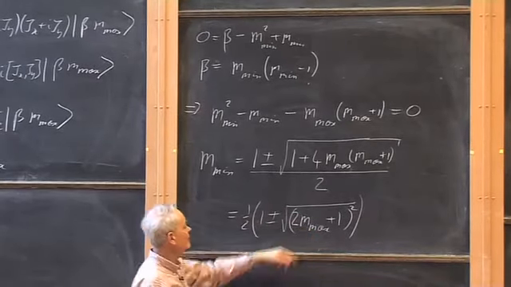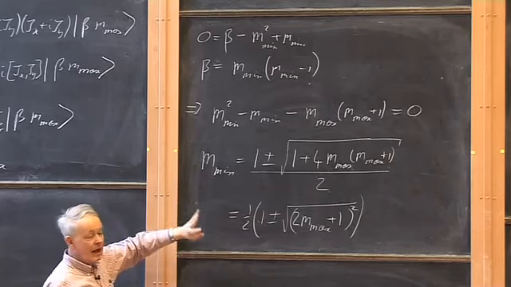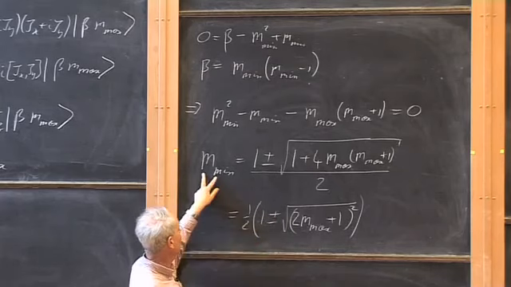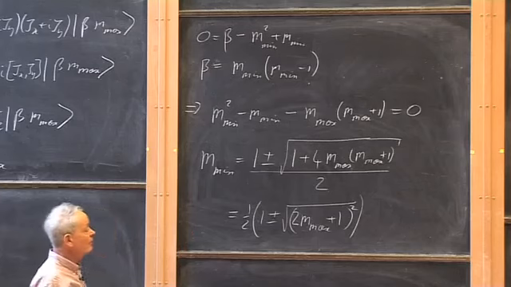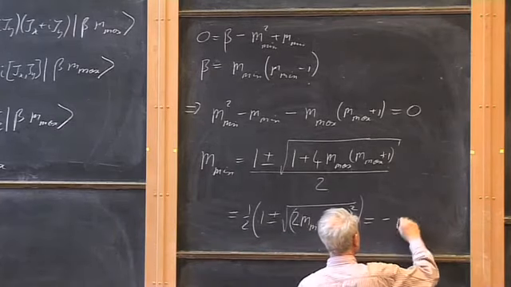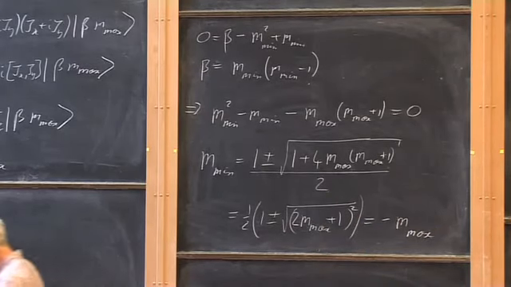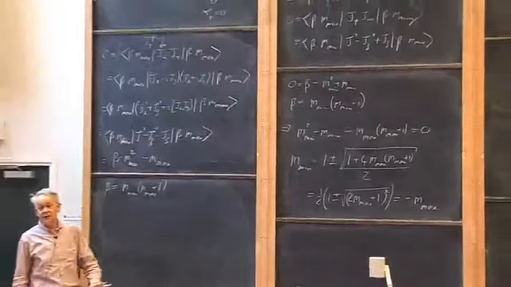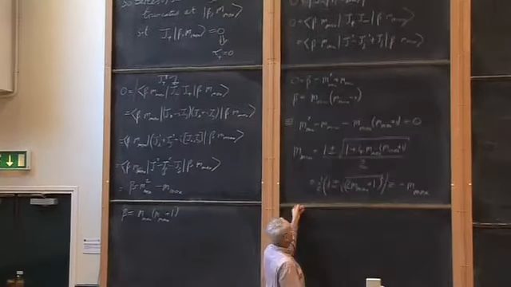plus or minus this. M min is obviously smaller than m max. So the plus root can be ignored, because that would tell me that m min was bigger than m max. So only the minus root is wanted, and you soon find that that is equal to minus m max. So there's a biggest value that m can take, and there's a smallest value that m can take, and we've shown that that's minus the biggest value. In other words, we've got a picture like this.